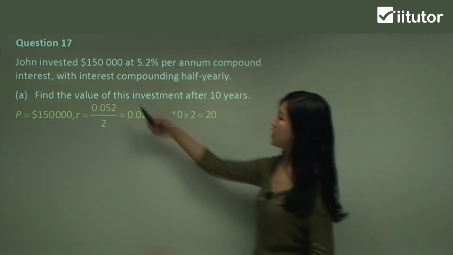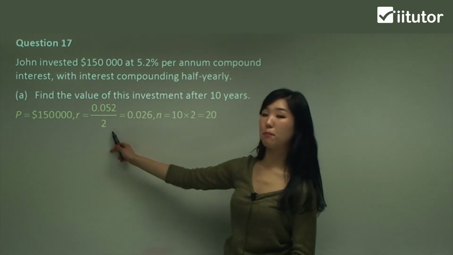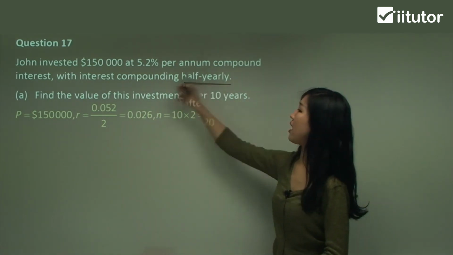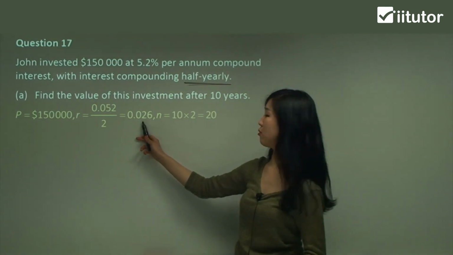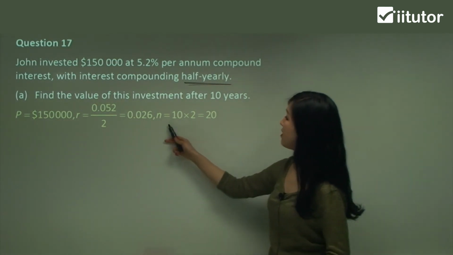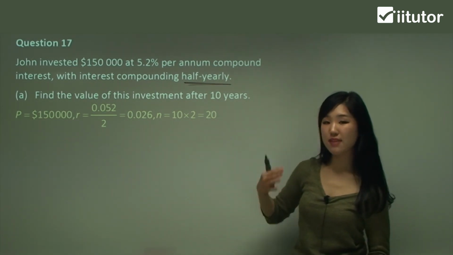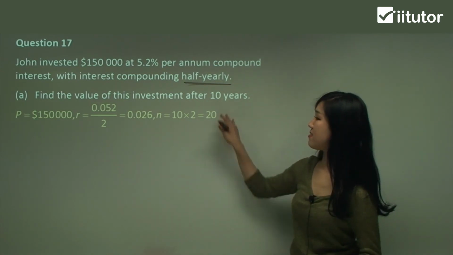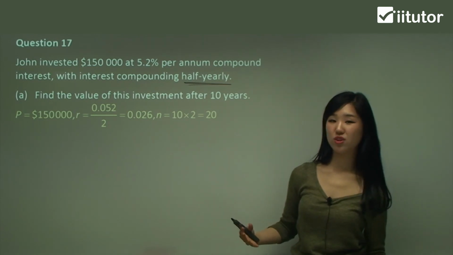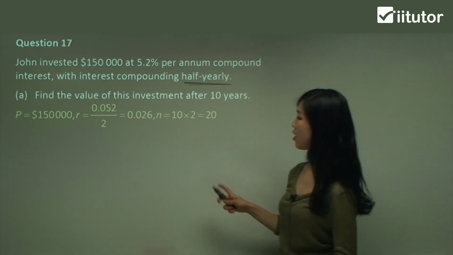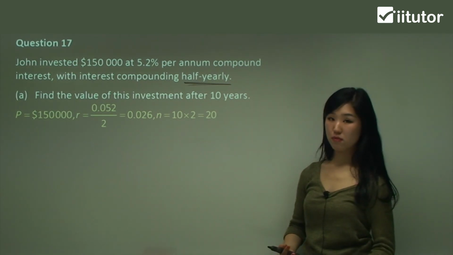P equals the principal value, rate is 5.2%, but I'm going to divide it by 2 because it's compounding half yearly. So you simply divide it by 2 to find the semi-annual rate, which is that one. And N, the number of periods, is actually 10 years, so how many half years in 10 years? Just times it by 2. So we have 20 half years altogether within 10 years. So we're going to use our new rate and our new N, number of periods.